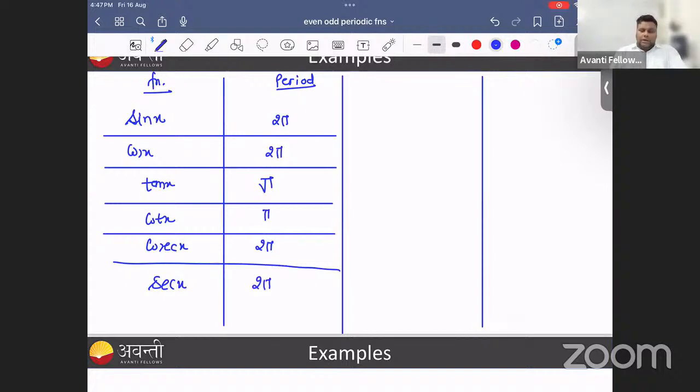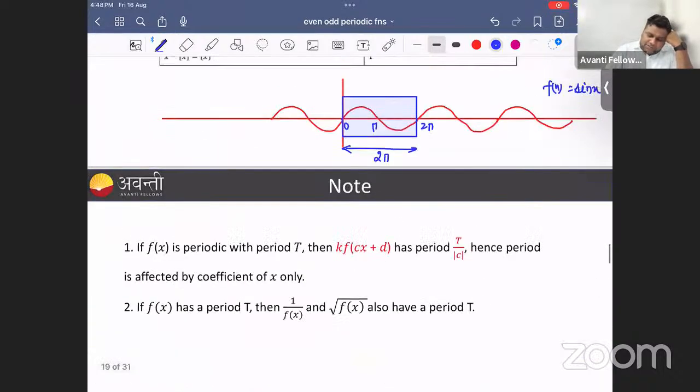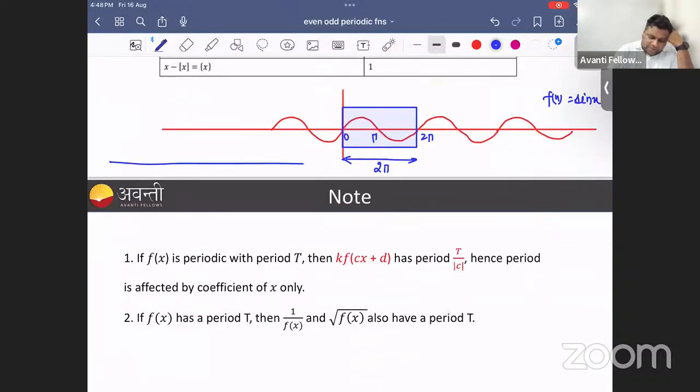Now there comes their modulus. Okay, one more function I would like to state here only. Fractional part of x. If you remember, we have drawn its graph also. Fractional part of x is periodic with period 1. Got it? Now there comes mod sin x. Periodic with period pi. What will happen in case of mod sin x? If this is sin x, mod sin x is going to be something like this.